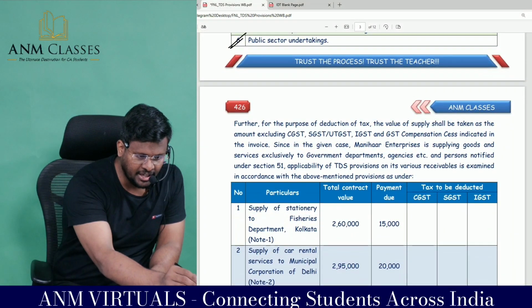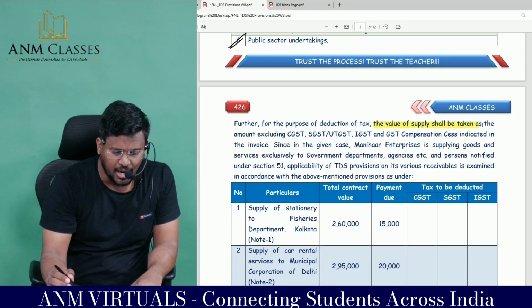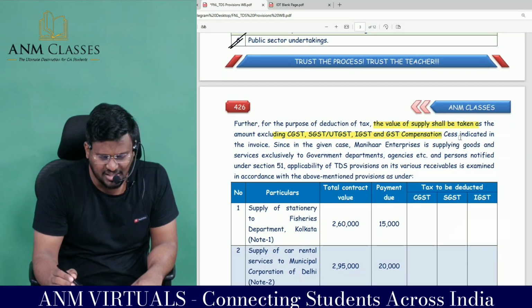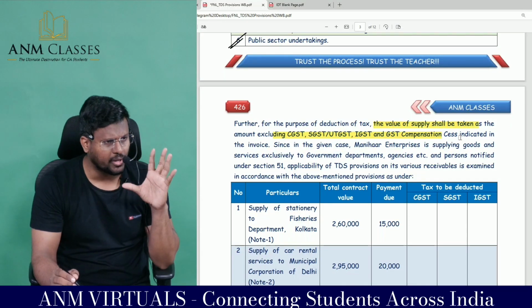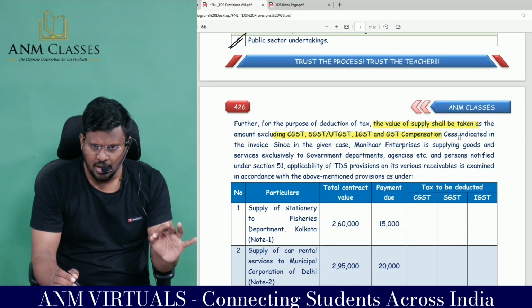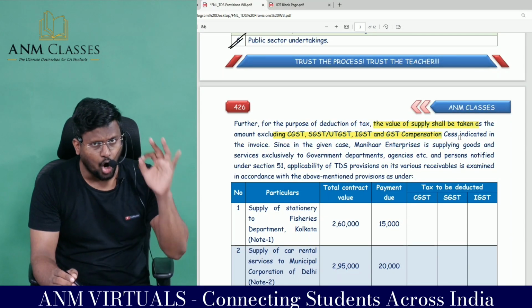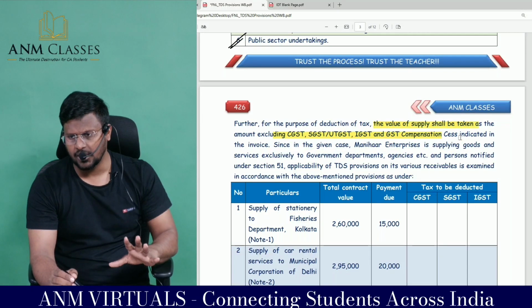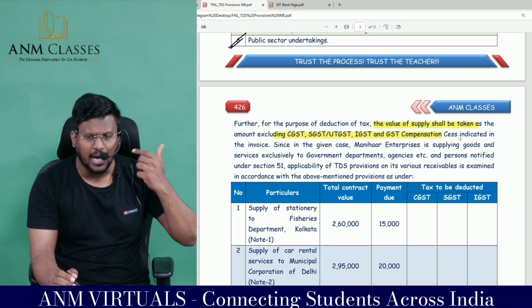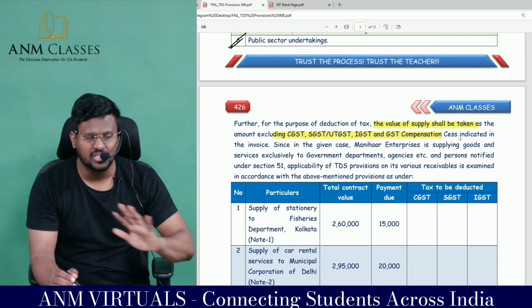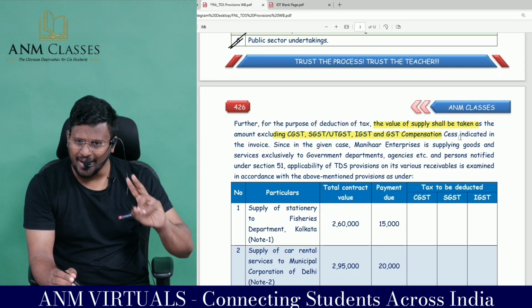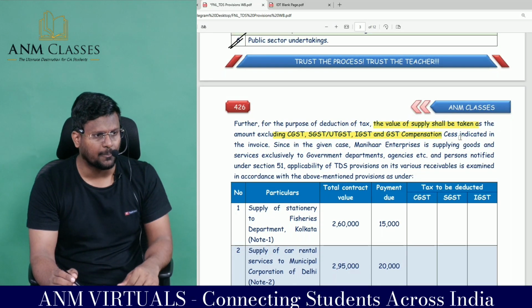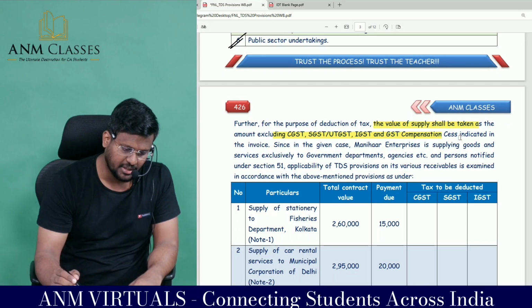Further, for the purpose of deduction of tax, the value of supply shall be taken as the amount excluding CGST, SGST, UTGST, IGST and cess indicated in the invoice. That means, my dear lovable students, we have to include all taxes other than GST. So when you are checking the contract value for applicability, you should not include the GST component. You have to see only the value of supply. If the value of supply exceeds 2,50,000, then only the applicability of deduction of TDS will come.